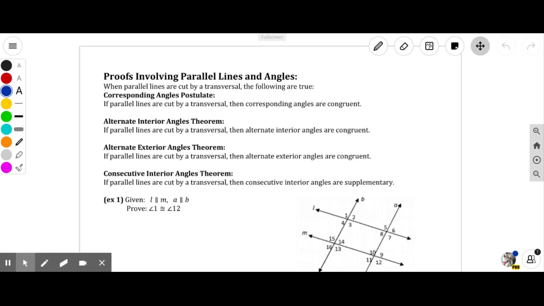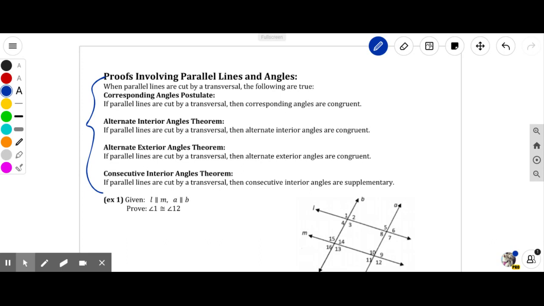Hi everyone. So this lesson is on proofs involving parallel lines and angles. The first thing that I'm going to talk about is these theorems and the one postulate here. And this is what we learned last class, which is that when lines are parallel and they form these types of angles, corresponding, alternate interior, alternate exterior, consecutive interior, these are the things that are true about them.